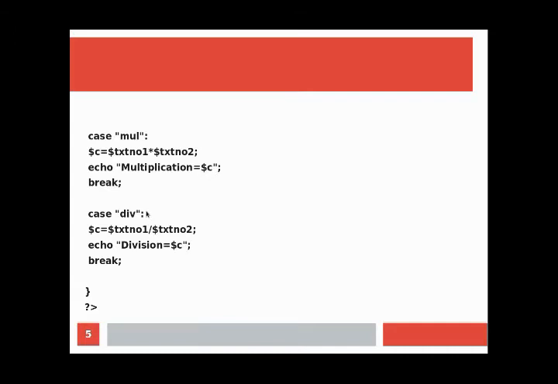Then we will consider the last case, and here the label within double quotes is div, that is the label for this case, that's why colon. Then $C equal to $txt_number1 slash, that is divided by $txt_number2, semicolon. Then we display that: echo within double quotes "division equal to $C" and semicolon, break here, and here is the end of the cases and the end of the PHP program. That means we have taken the addition, subtraction, multiplication and division of those numbers, and we take the values in C.